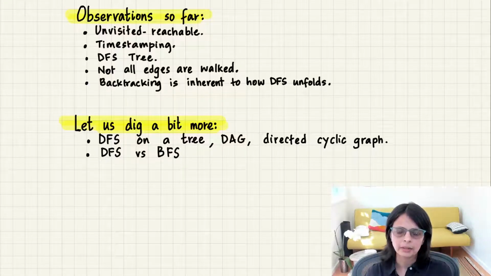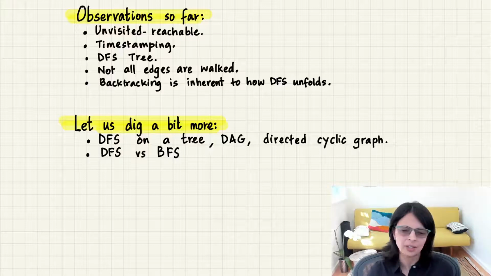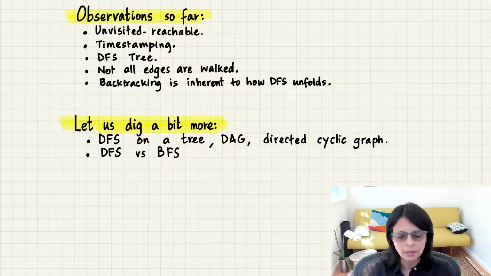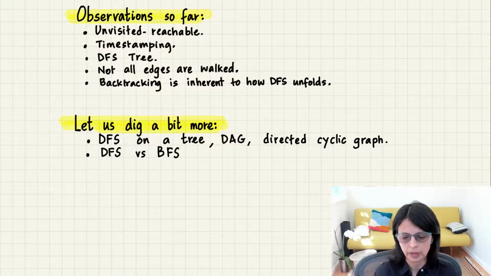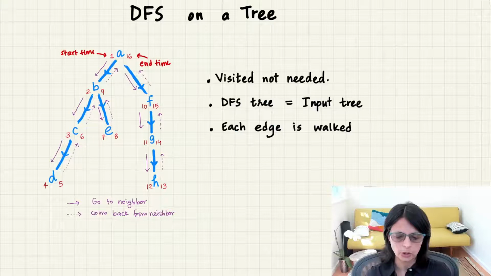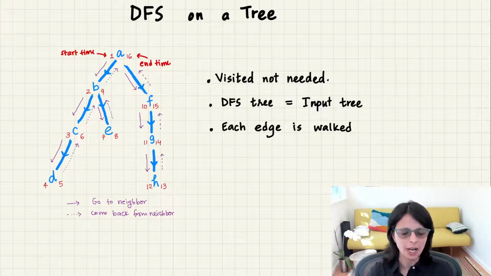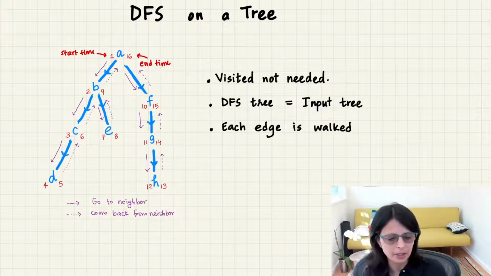Let's look at DFS unfolding on a tree, on a directed acyclic graph, maybe a directed cyclic graph, and see if there's anything to note. And then we'll do a little compare and contrast with DFS and BFS. Okay, DFS on a tree. As you can see, I have the example here, and now you guys know what all this drama of edges and dotted edges means.